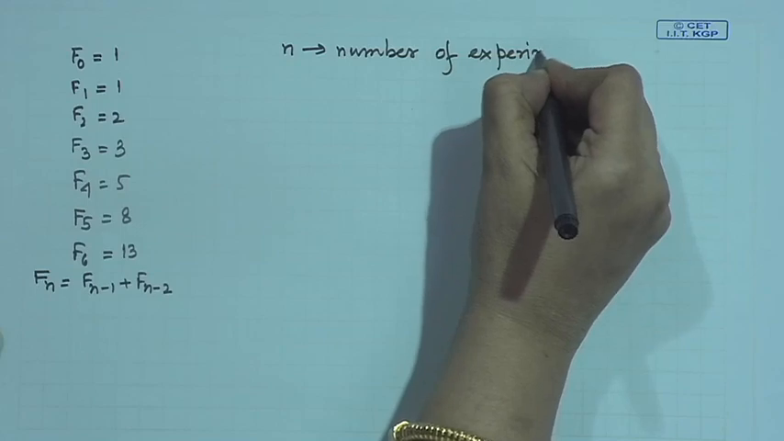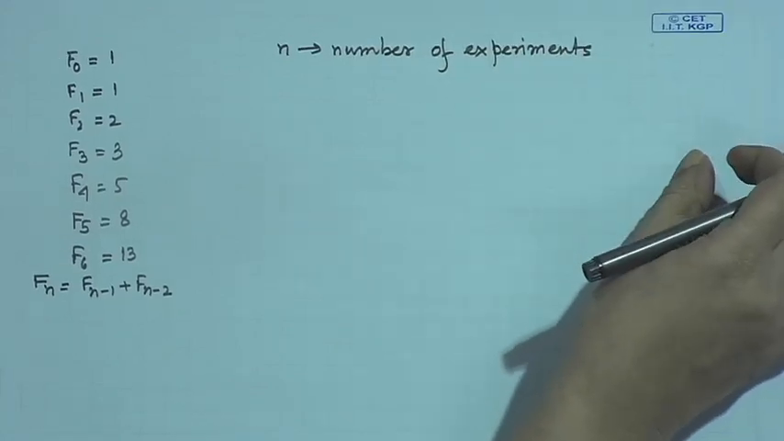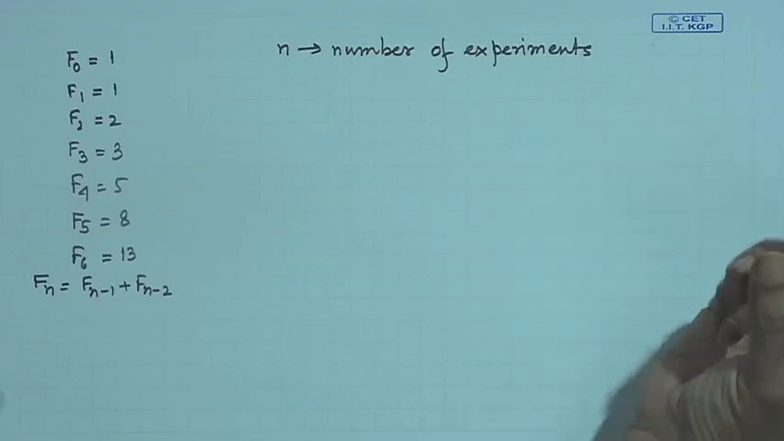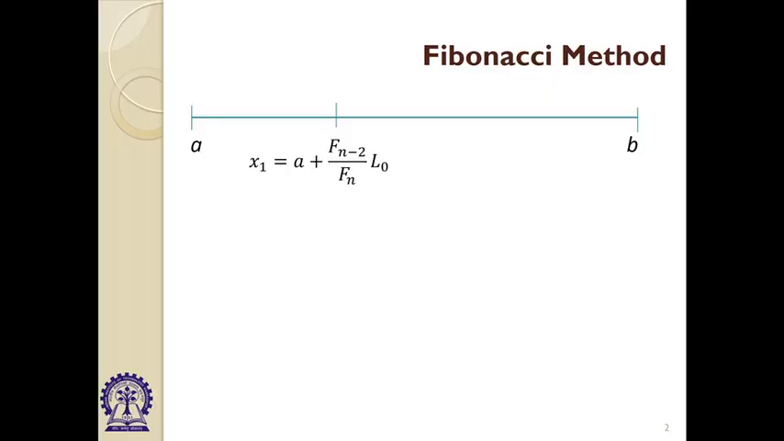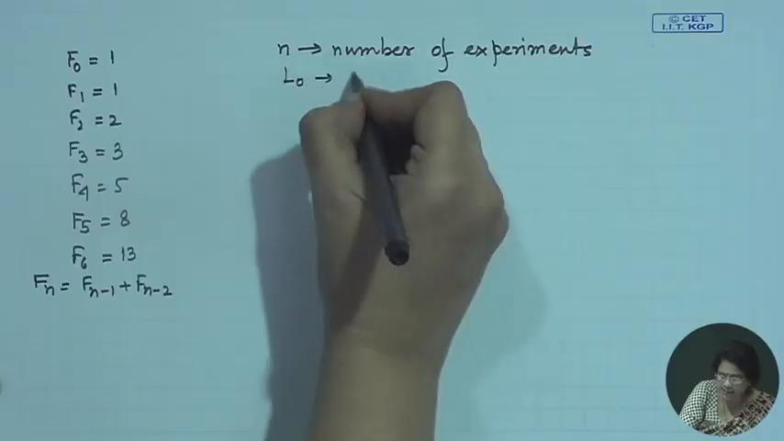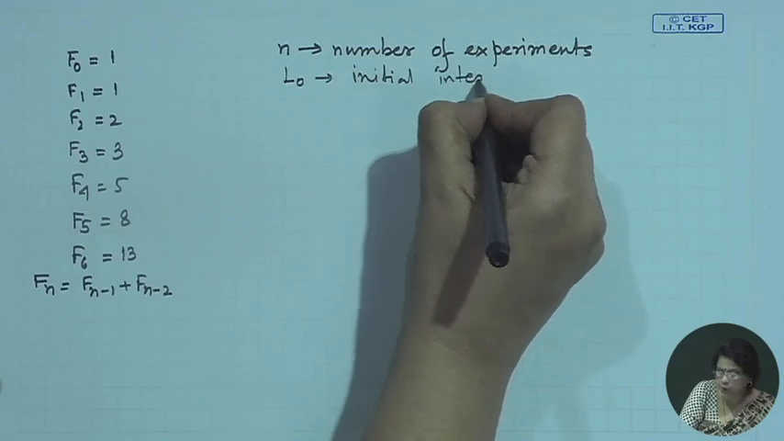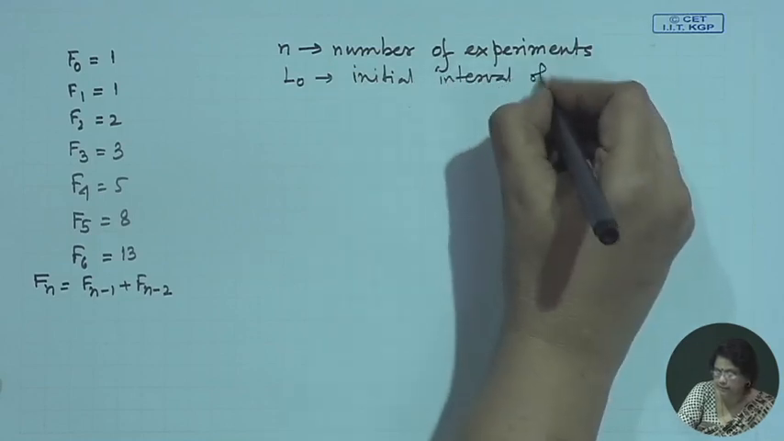first you need to listen to the process, then you will understand why I am considering that term once you learn the process in detail. That is why the first point would be a plus Fn minus 2 divided by Fn into L naught. L naught is the initial interval of uncertainty, where I know that the optimum may lie.